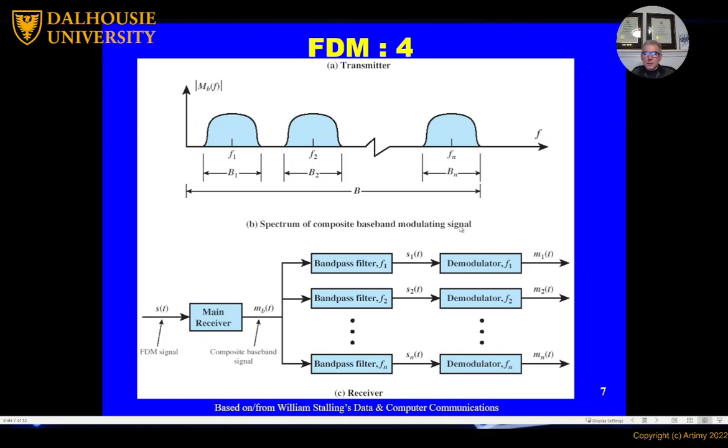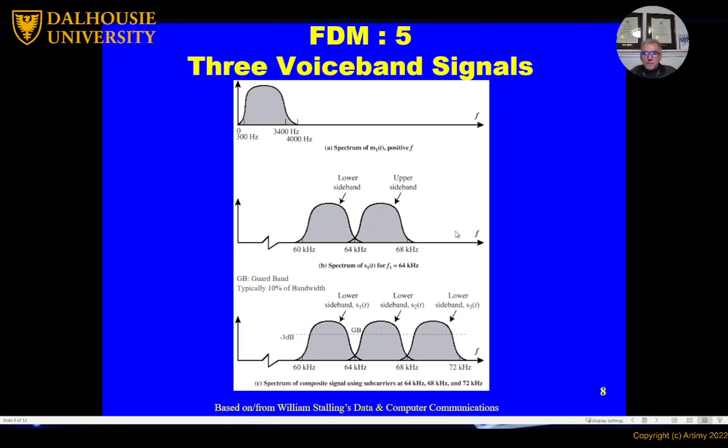So that's the principles behind frequency division multiplexing. And this technique is widely used. We use it in cellular, wireless, and other technologies. All right. So this one, we talked about the guard, right? The guard band.